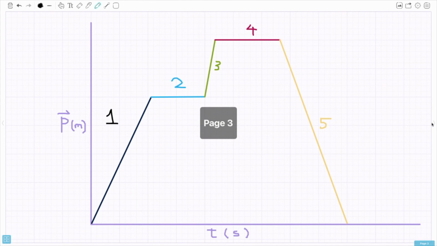Now if you put it on a graph, the first line will be positive, the second will be a 0 slope, the third will be a steeper positive slope, the fourth is a 0 slope again, and the last one is a negative slope.